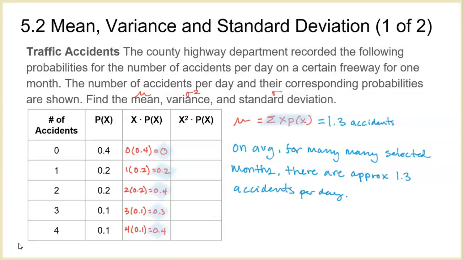Now, in order for us to find the variance and the standard deviation, the next column will be necessary, because the formula is the discrete random variable squared times the probability. So that's this information, minus the average squared. We need this value first before we can find the variance, and then we have to calculate the variance before we can calculate standard deviation.